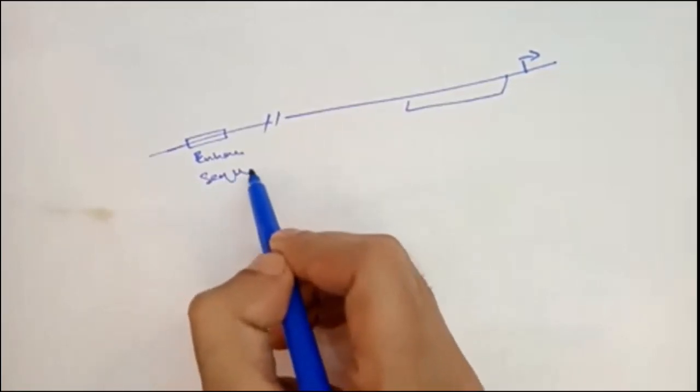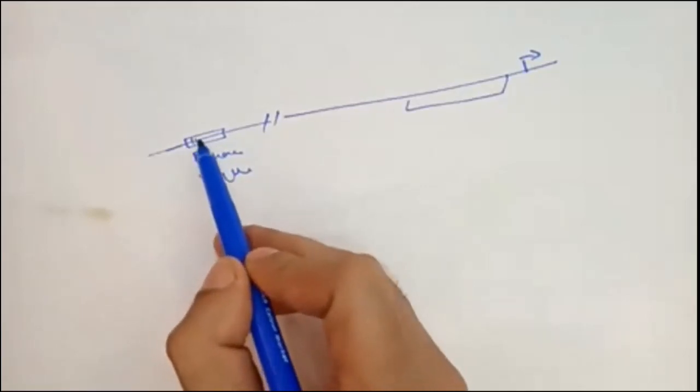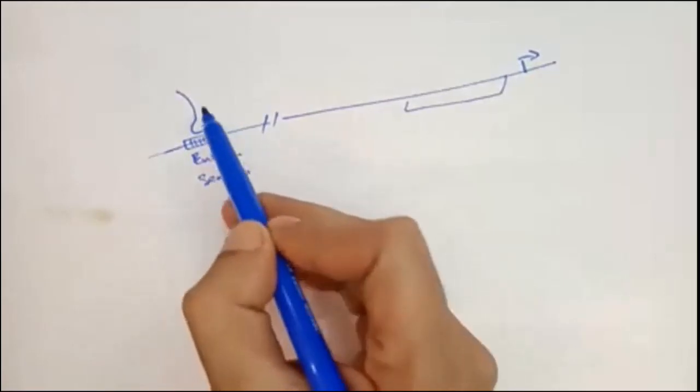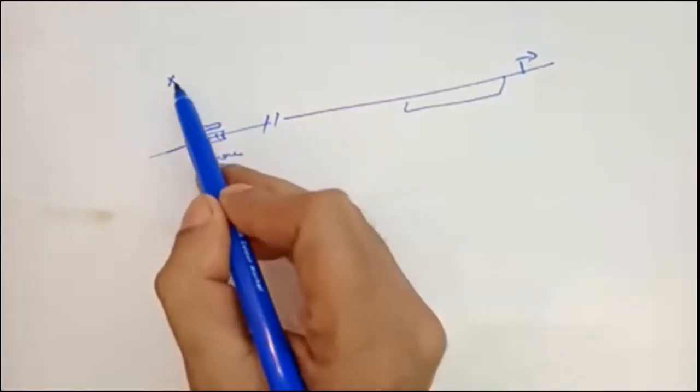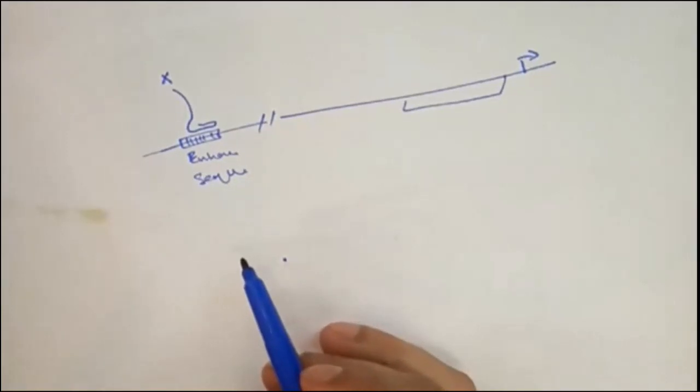How do we know? This enhancer sequence contains a sequence of DNA which can bind a certain protein. For example, this is the protein X. I don't know why I always put X. I like X-Men.